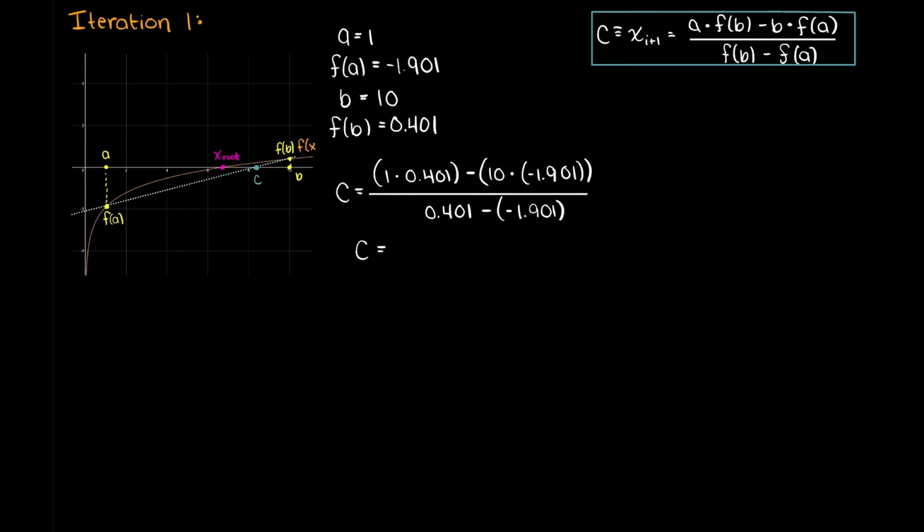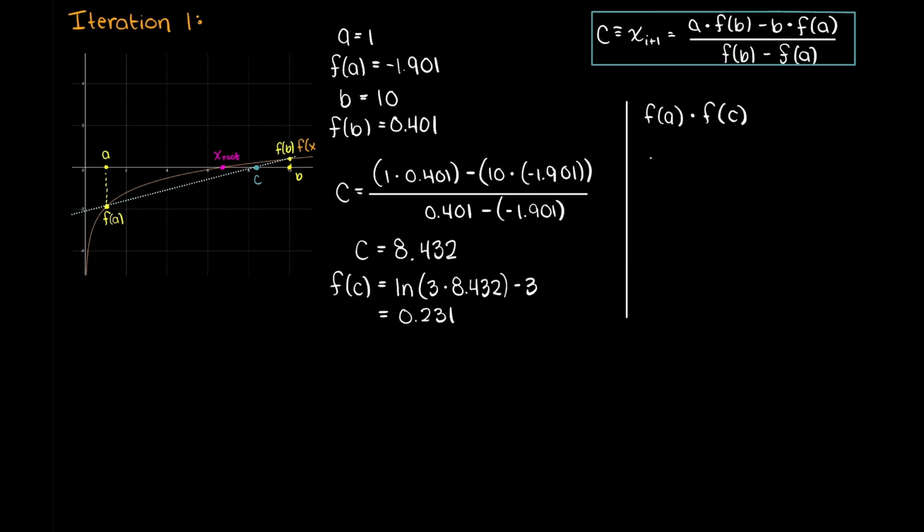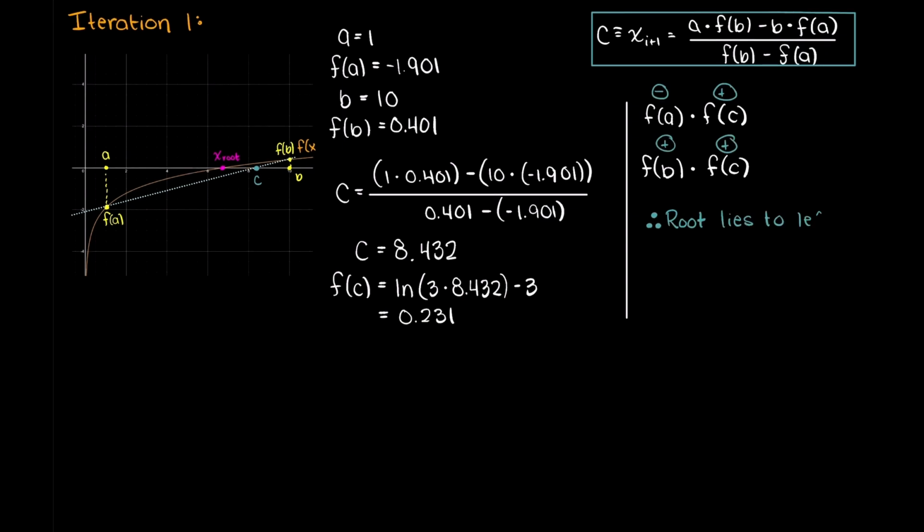And as I stated, we solve for c, which works out to 8.43. Now, plugging 8.43 into our function, we get an output of 0.231. Now, graphically here, it is clear that we are going to make this c value our new b value, as this test on the right indicates that we must cross the x-axis at least once between the inputs of 1 and 8.43. Moving on to iteration 2, we can just repeat the process of iteration 1.